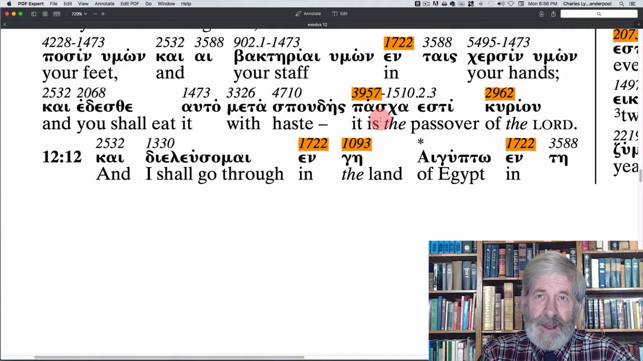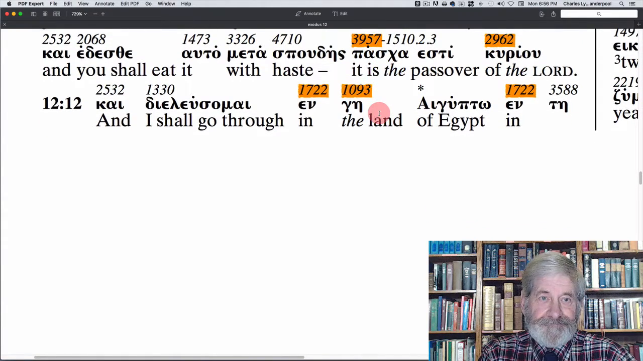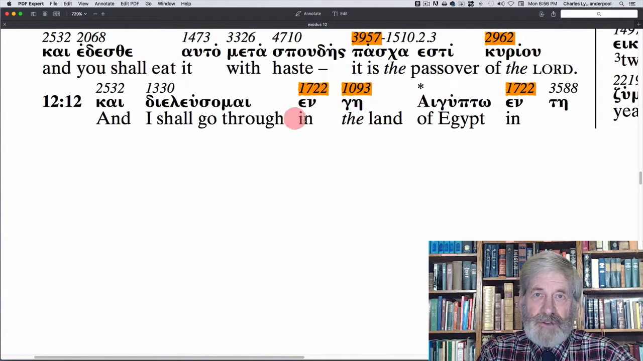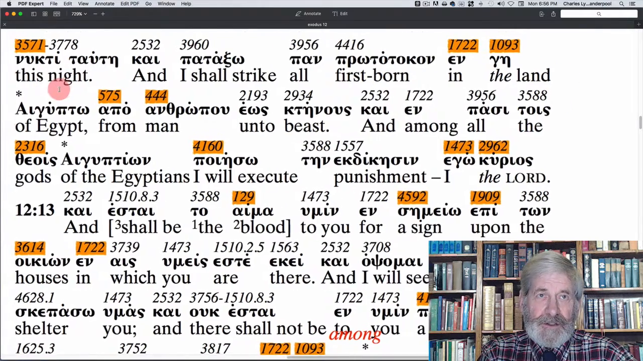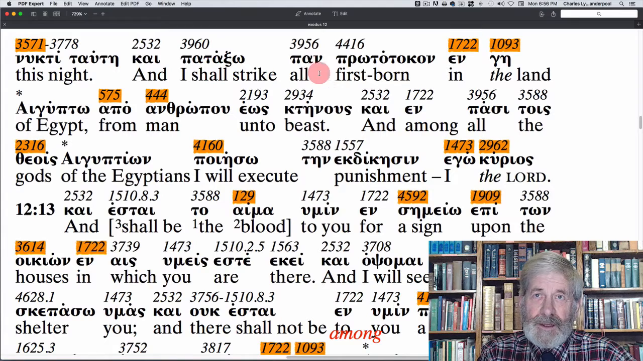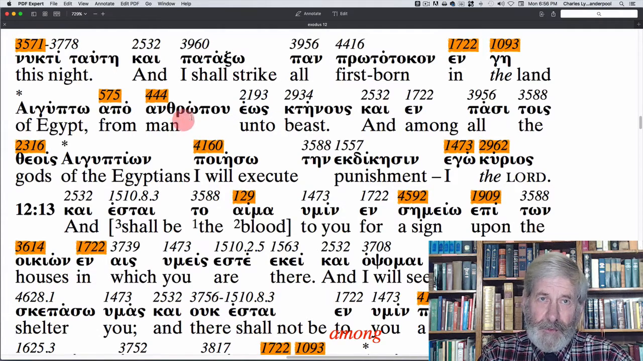So you'll eat it with haste. It is the Pascha of the Lord, the Paschal Lamb. And I shall go through in the land of Egypt in this night, nikti, nocturnal, and I shall strike all the prototokon, the firstborn, in the land of Egypt, from man unto beast. Anthropo, mankind, doesn't necessarily mean man, could be a woman too.